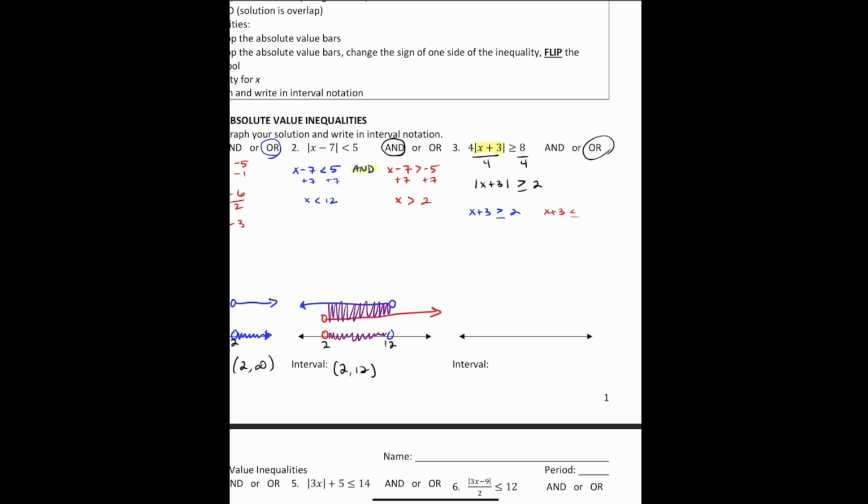And then that 2 is now going to become a negative 2. All right? So looking at the blue inequality, I'll subtract both sides by 3, and I get x is greater than or equal to negative 1. And for this other inequality, I'll subtract both sides by 3, and I get x is less than or equal to negative 5. So we're going to go ahead and graph our inequalities.